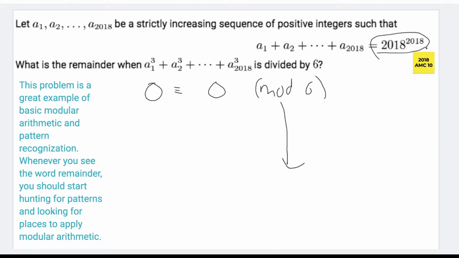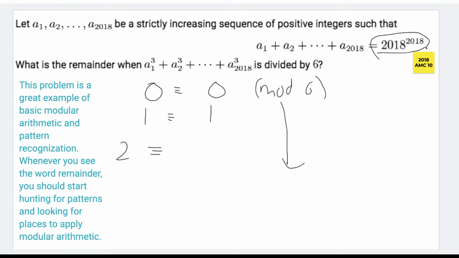So if you have a number with a remainder of 1, and you cube that, you'll get 1, which is just 1 in mod 6. The best part about number theory is that if you cube a remainder, then that will be the remainder after you divide by 6. If you do 2 cubed, that equals 8.